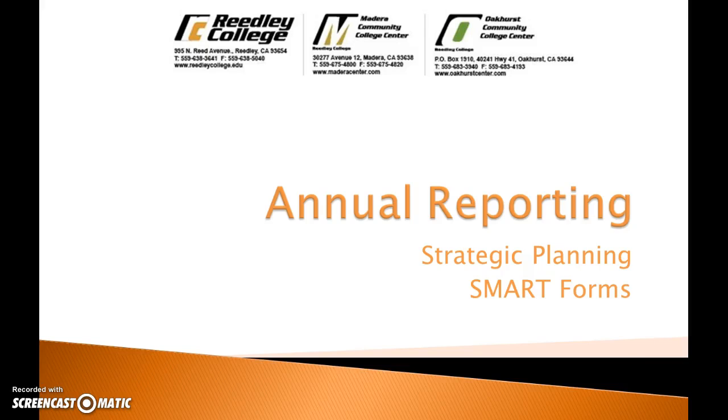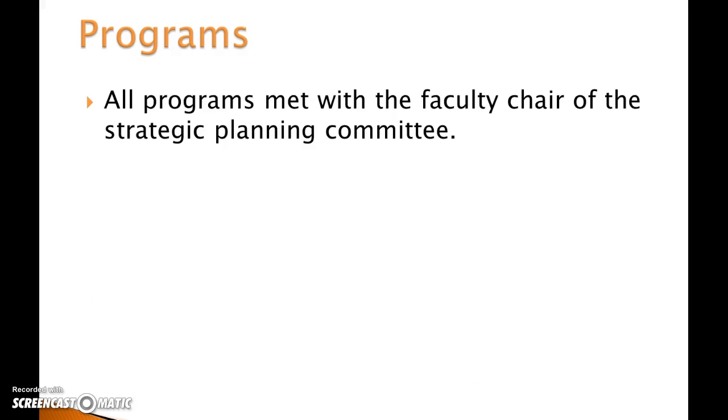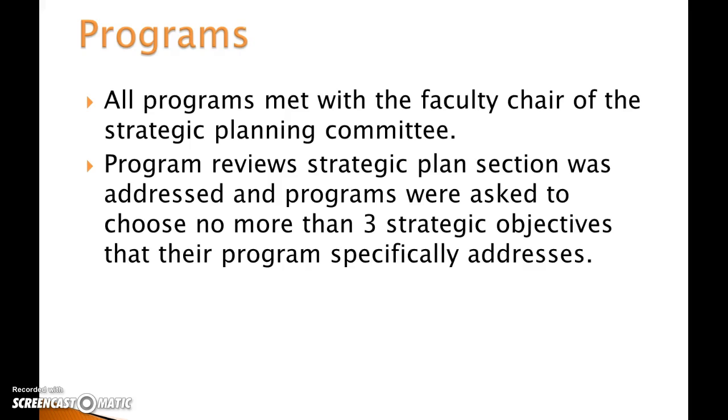The purpose of this screencast is to show programs how to do their annual reporting for the strategic plan. First of all, the programs met with the faculty chair of the Strategic Planning Committee in an effort to narrow their focus so that each program would address no more than 3 strategic objectives.